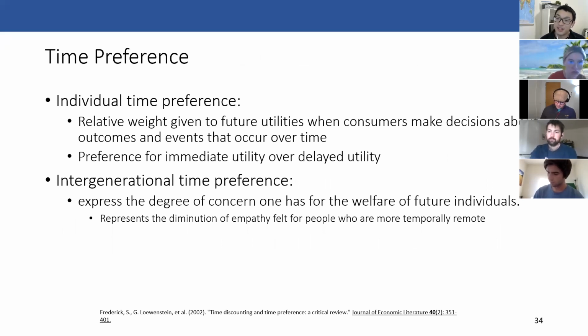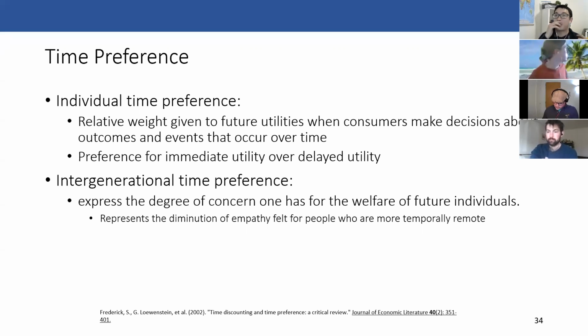So for an individual time preference, we think about consumers making decisions about outcomes and events that occur over time, and we always prefer immediate utility over delayed utility. When you think about an intergenerational time preference, instead of thinking about utility for yourself, you're thinking about utility for future individuals. However you apply this concept quantitatively, it's really trying to capture the idea that you are trying to pass on utility to future generations.